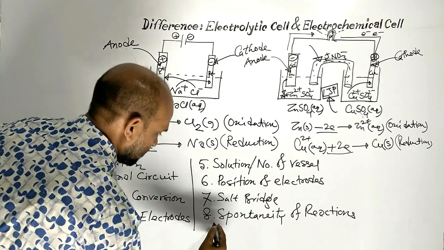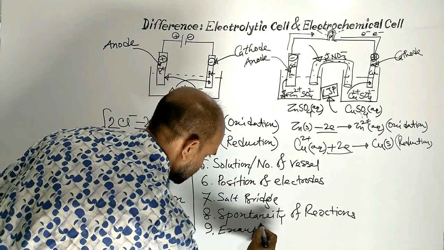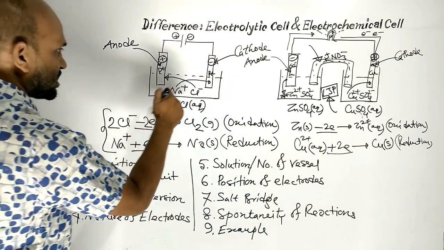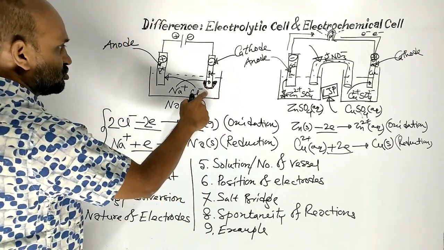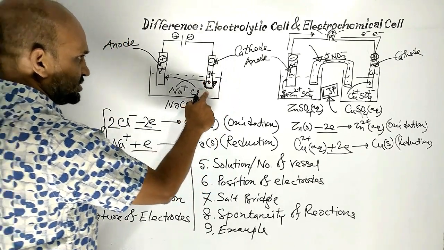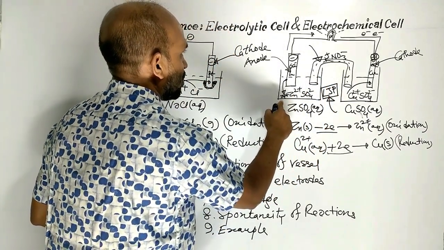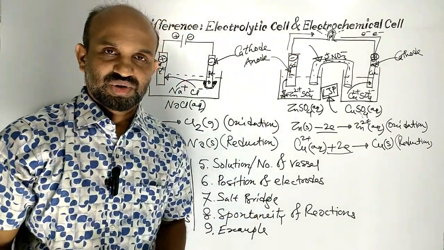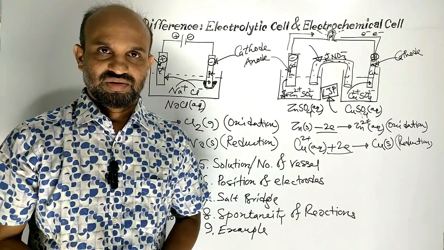This is spontaneity of reactions. Number nine, example. In electrolytic cell, this is extraction of sodium by Downs process, and in electrochemical cell, this is a kind of Daniell cell. Example of electrochemical cell. Difference between electrolytic cell and electrochemical cell.